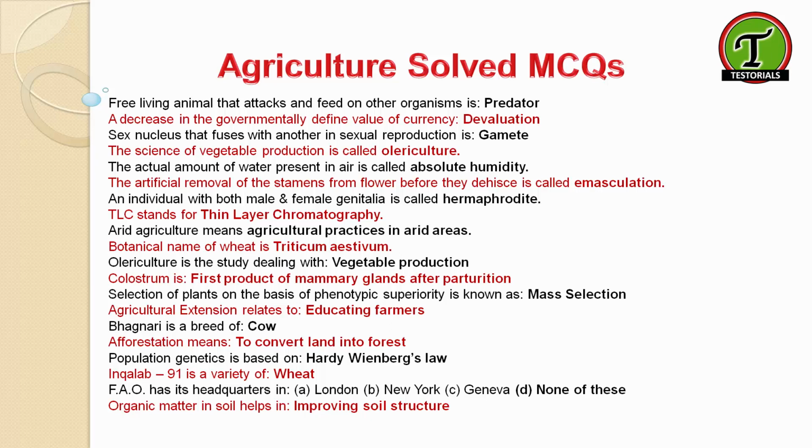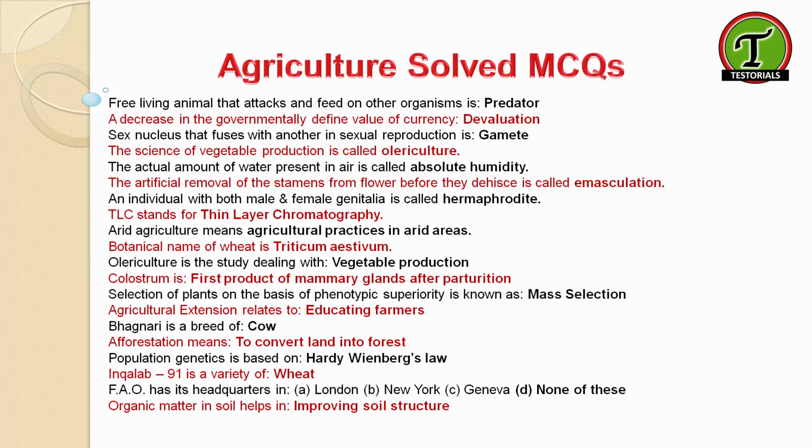54. Agricultural extension relates to educating farmers. 55. Bagnari is a breed of cow. 56. Afforestation means to convert land into forest. 57. Population genetics is based on Hardy-Weinberg's law. 58. Inqalab 91 is a variety of wheat.